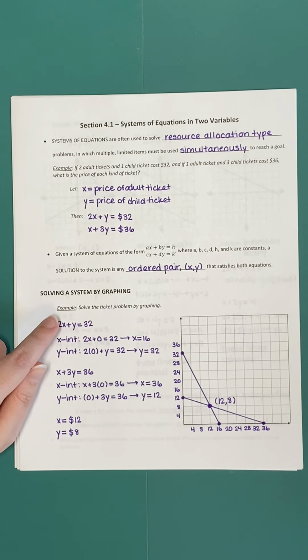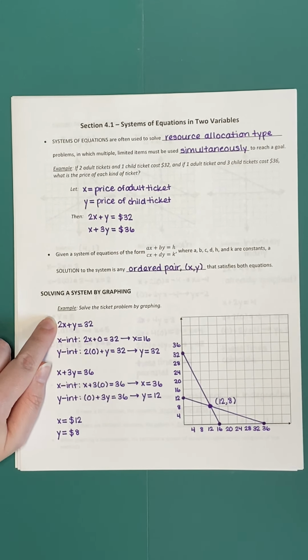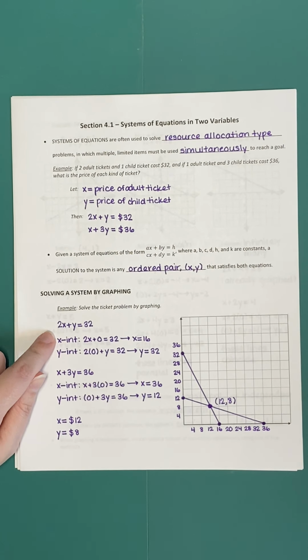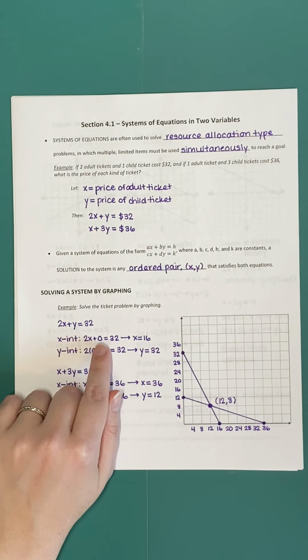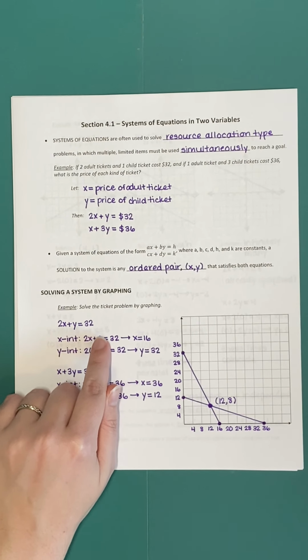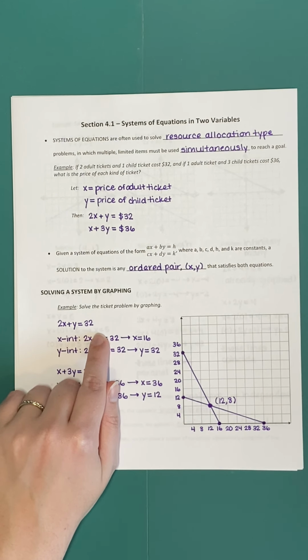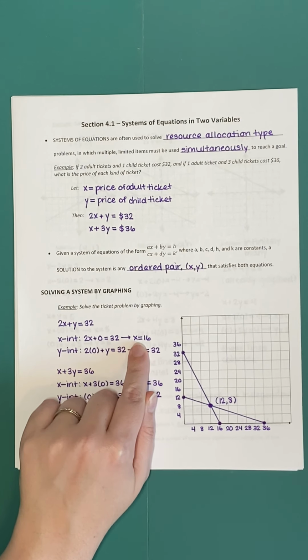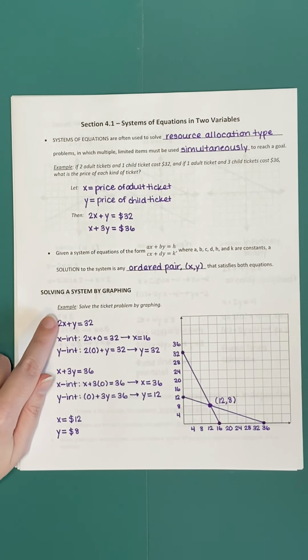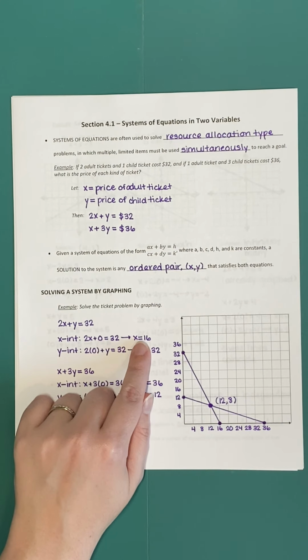So let's start with the first one: 2x plus y is equal to 32, or specifically $32. For our x-intercept, we substitute a 0 in place of y, and essentially that makes that term go away. So we have 2x is equal to 32. If we solve for x, divide by 2, that gives us x is equal to 16. So the x-intercept for this equation is 16.